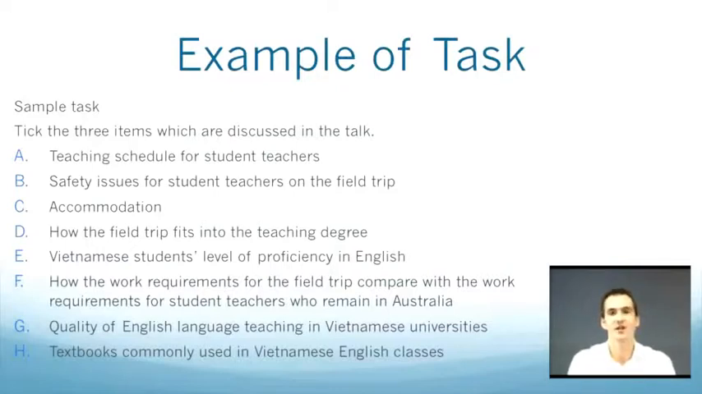A. Teaching schedule for student teachers. B. Safety issues for student teachers on the field trip. C. Accommodation. D. How the field trip fits into the teaching degree. E. Vietnamese students' level of proficiency in English. F. How the work requirements for the field trip compare with the work requirements for student teachers who remain in Australia. G. Quality of English language teaching in Vietnamese universities. H. Textbooks commonly used in Vietnamese English classes. All of them seem possible, so we're going to have to listen carefully to get the correct answer.